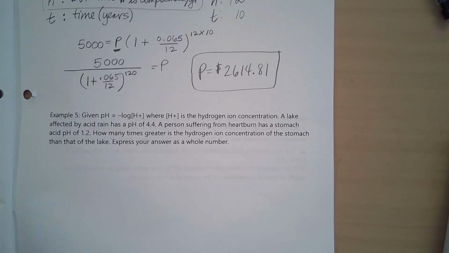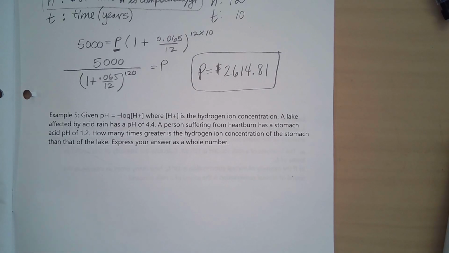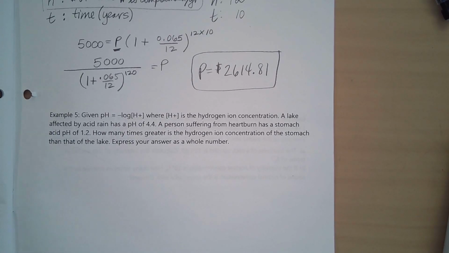Okay, let's try a log one now. Are we okay with this? Okay, we're going to try a log question now. So it says, given the pH, this is how they calculate the pH of a substance. pH is equal to minus the log of H plus, and what that is, it's the concentration of hydrogen ion in the substance. So the pH is equal to the negative log of the hydrogen ion concentration.